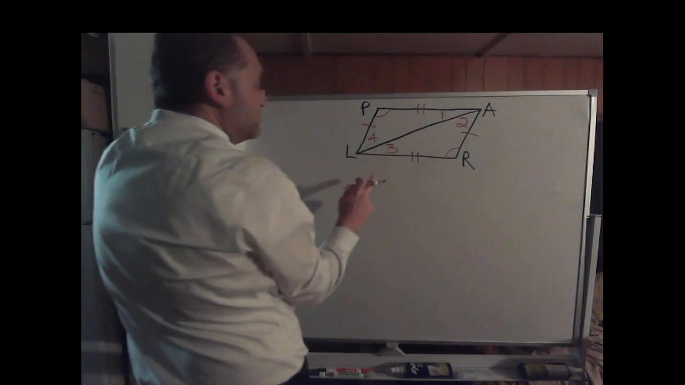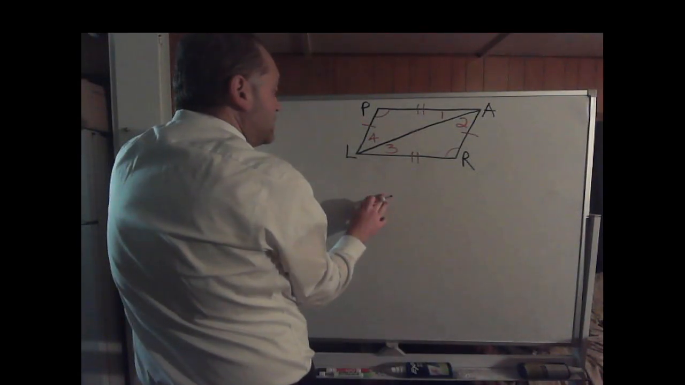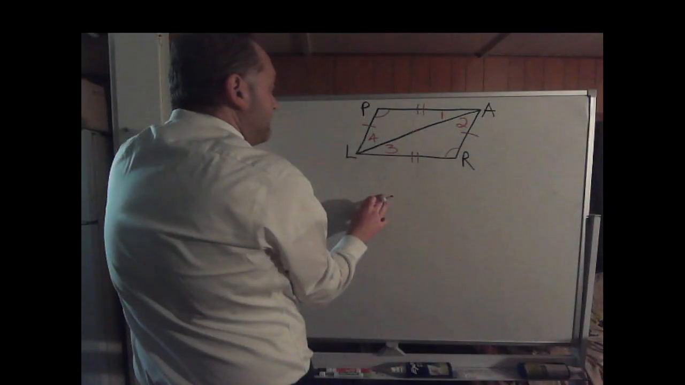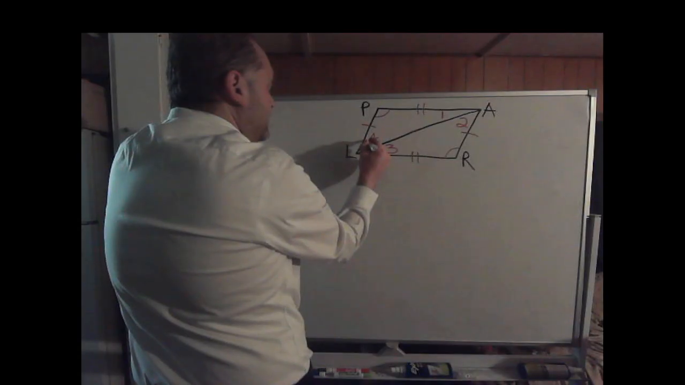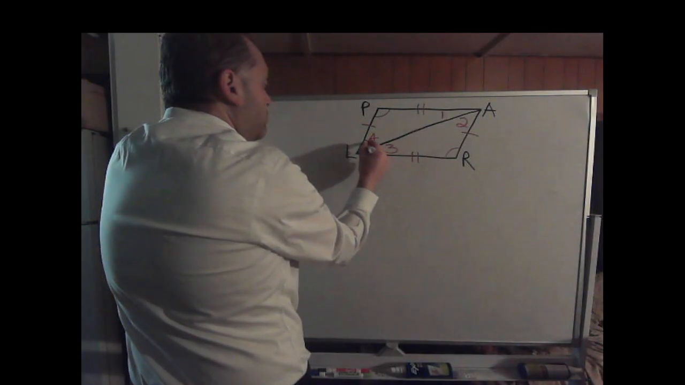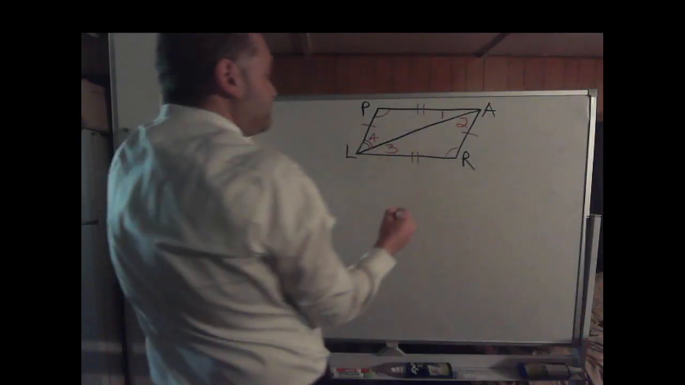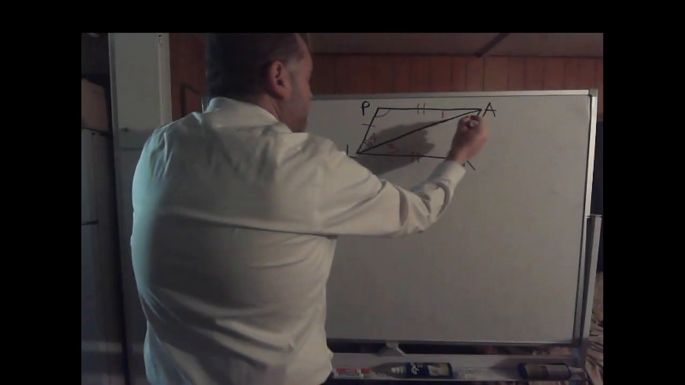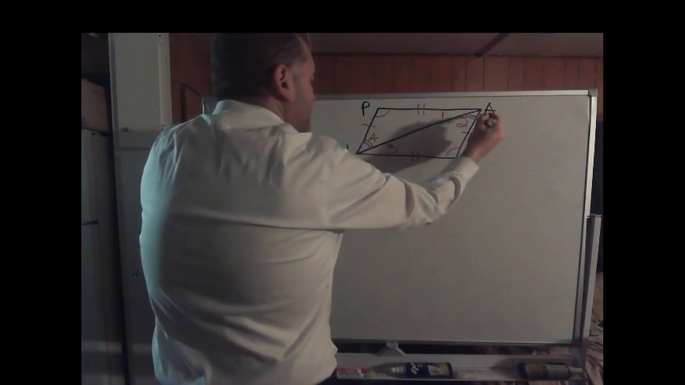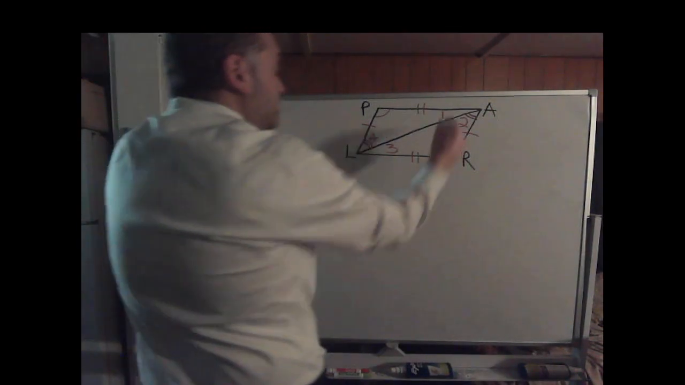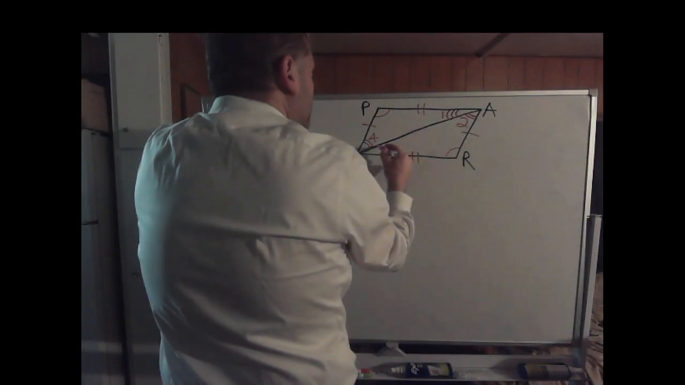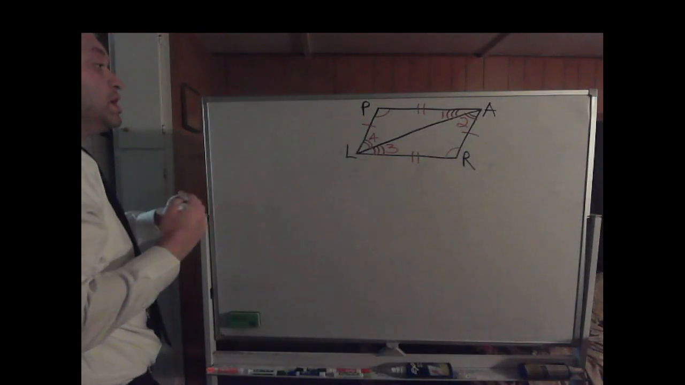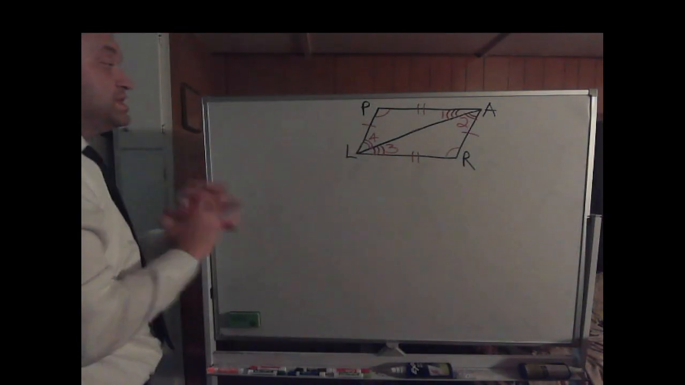Okay, what else do we have here? If we're going PLA, so that would mean this angle here would be congruent to, if it's then RAL, that would mean it'd be congruent to this angle up here, which could only leave that angle 1 would be congruent to angle 3. That's all that would leave. Okay, so now we've established our congruency markers.